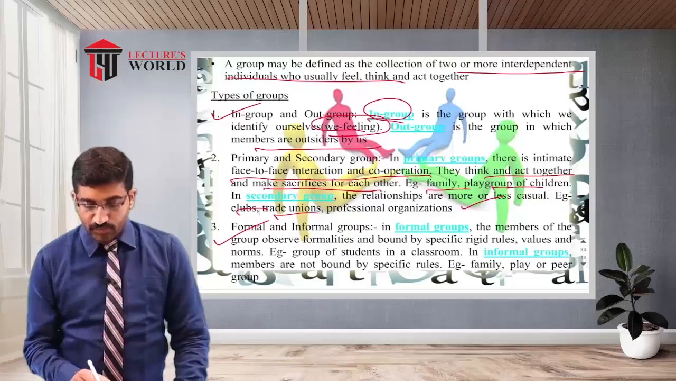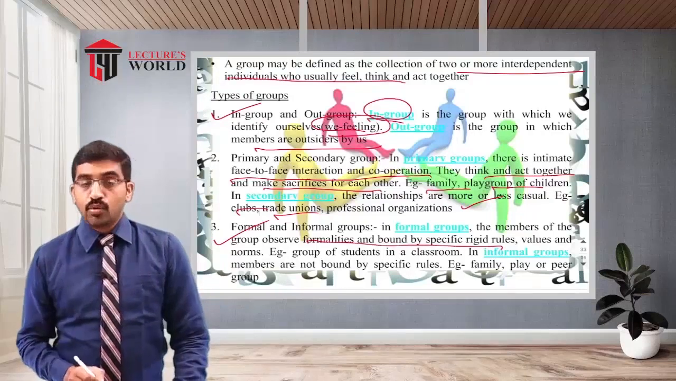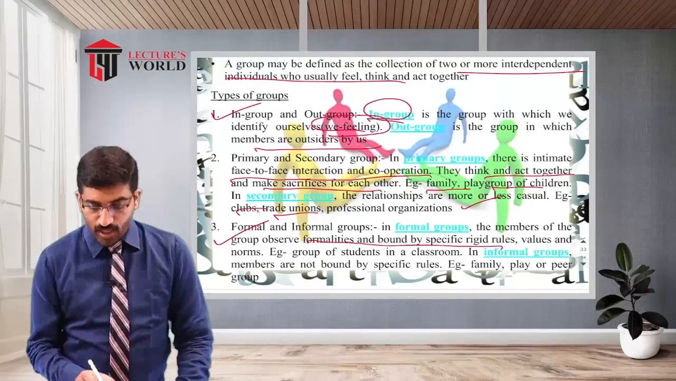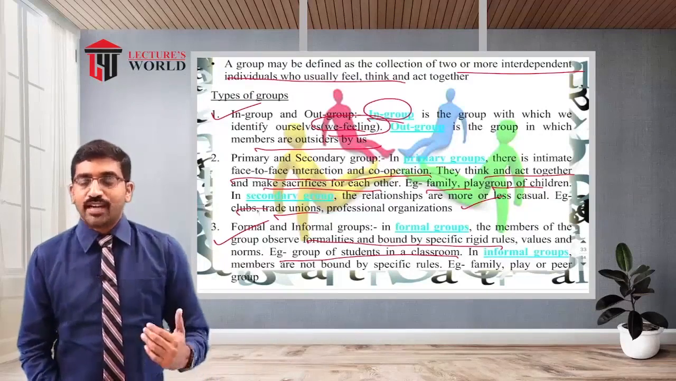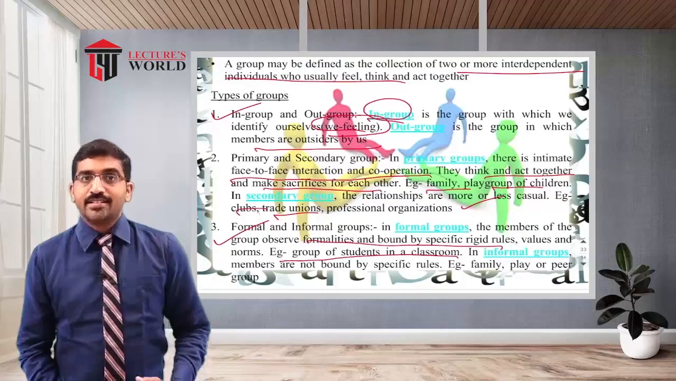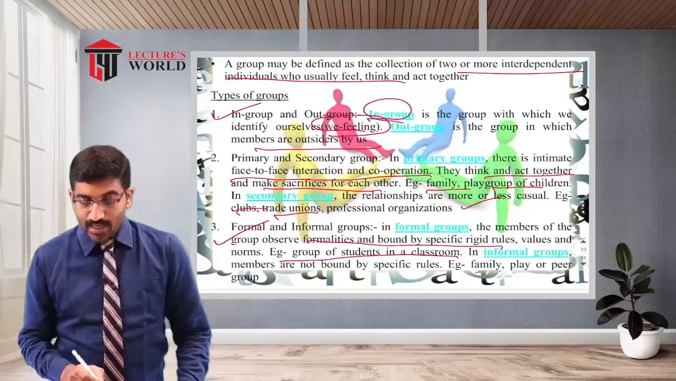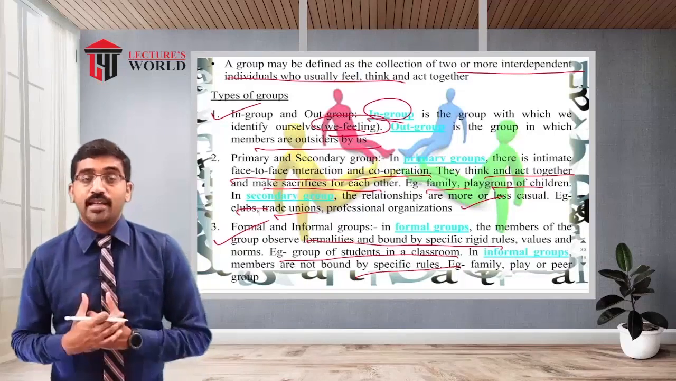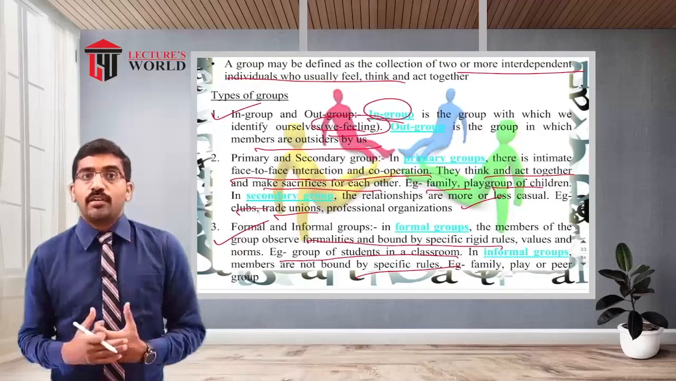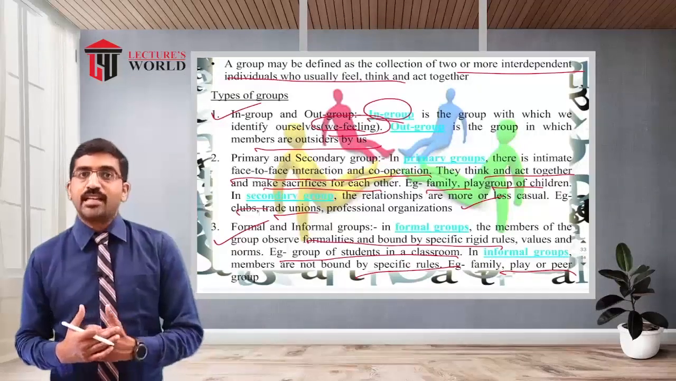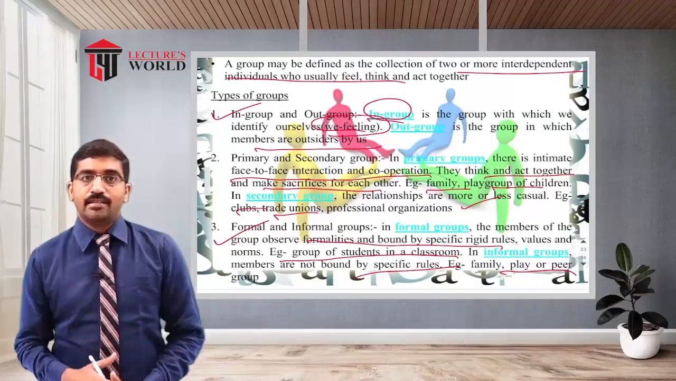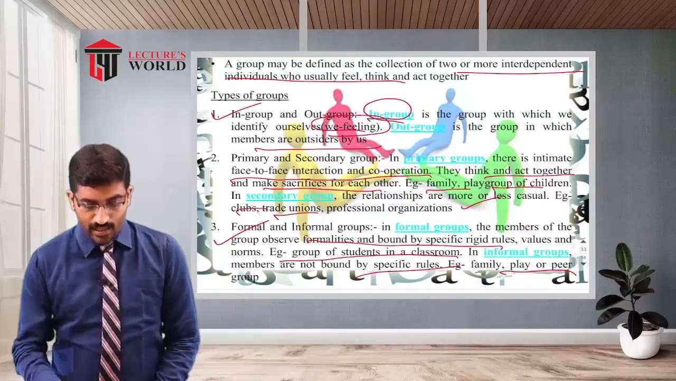Formal groups means there will be formalities, there will be rigid rules and regulations they have to follow. Group of students in a classroom. In the classroom they have different rules, different guidelines, so they have to follow that. That is a formal group. Informal means there are no rules. My family, not many rules. We all are together, or maybe a play group or my peer group. Sometimes there is no formality in that. Such groups are called informal groups.